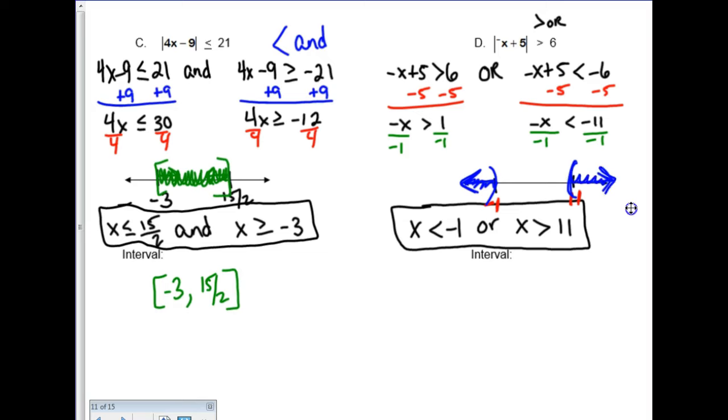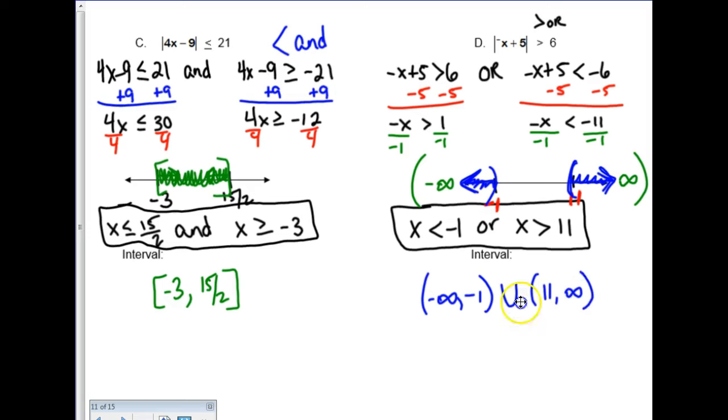Inequality time, starting at the left. Remember who lives over here is negative infinity, and who lives over here is positive infinity? So think about starting your interval right here and ending it right there. What does that look like? Negative infinity to negative 1. And then how do we jump? Union. Where does it pick up again? 11 to infinity. Very nice. All right, there are more examples. We'll probably work on some of those tomorrow.